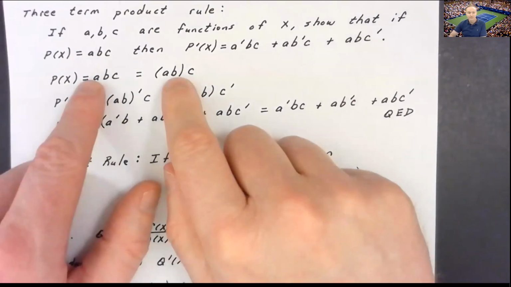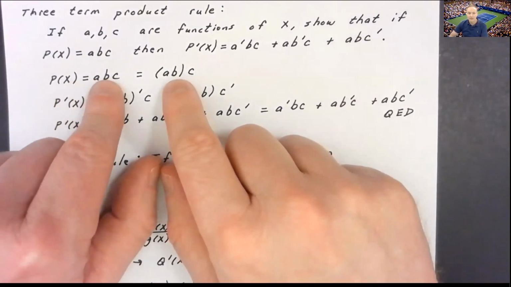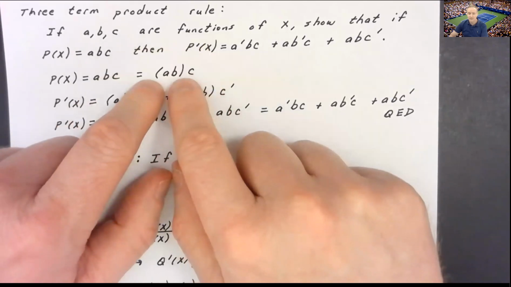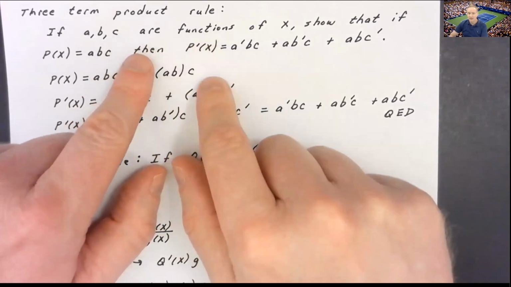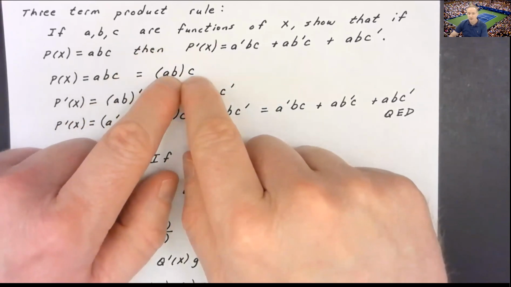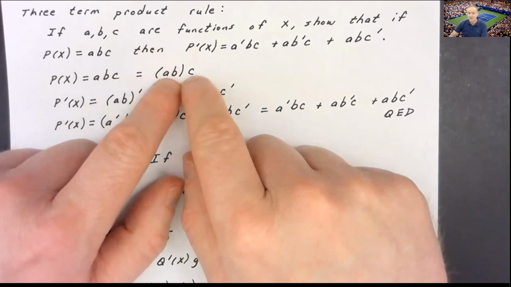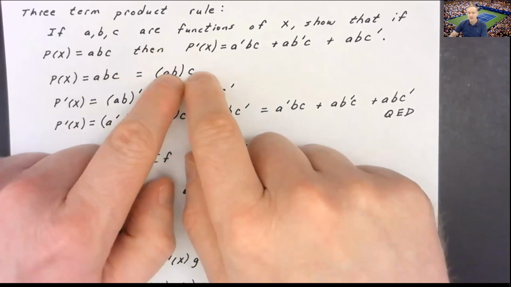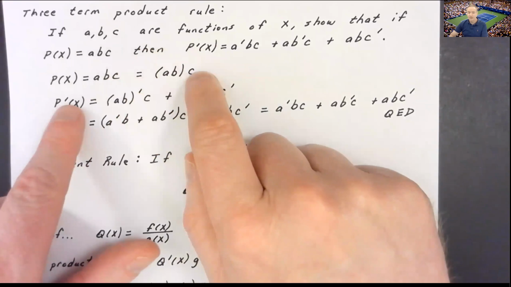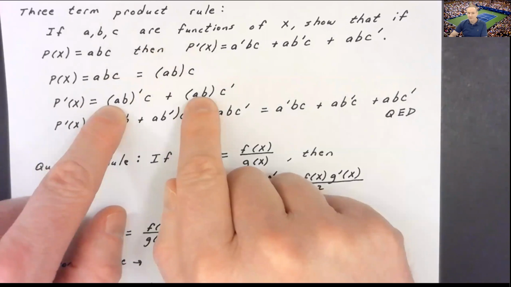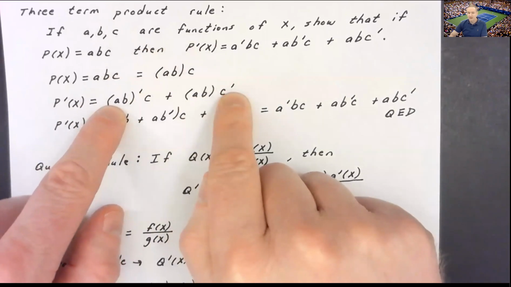Here's how I do that. If I have P of X is equal to ABC, instead of doing that, I could just say, well, by the associative rule of multiplication, I could associate A times B first and then multiply that product by C. Why am I doing that? Because I wanted to set up a two-term product rather than a three-term product. Now this is the product of the group AB times C. How would the two-term product rule tell me to take the derivative of that? I know P prime of X would say, well, it's the derivative of the first times the second plus the first times the derivative of the second.